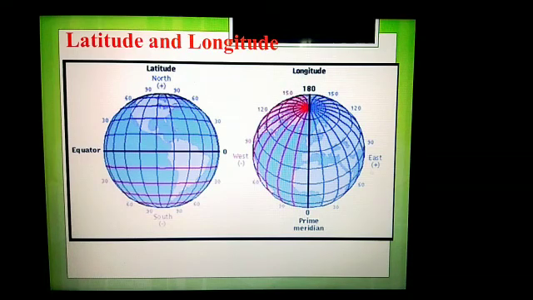So for latitude, with the equator as base, the other lines are drawn. That is what is latitude. Since they are parallel to the equator, they are also called parallels. Whereas for longitude, with the prime meridian as base, the other lines are drawn. That is called longitudes, and they are also called meridians. Children, hope you have understood this very clearly, right?